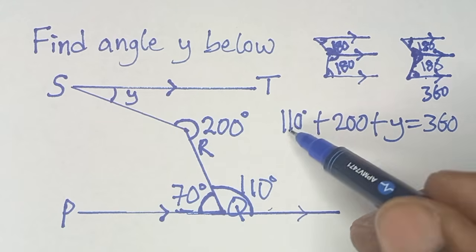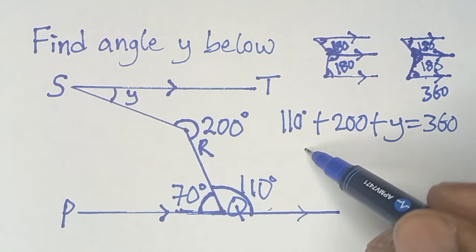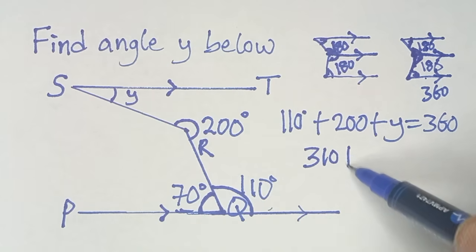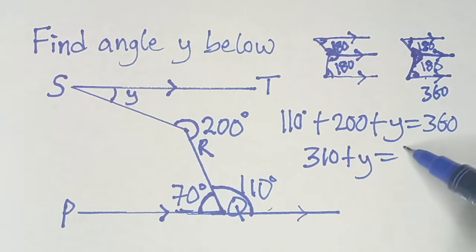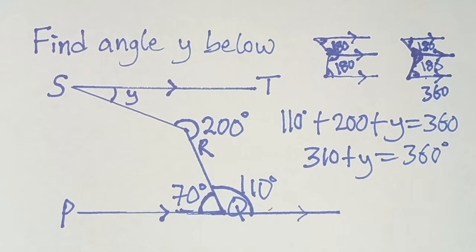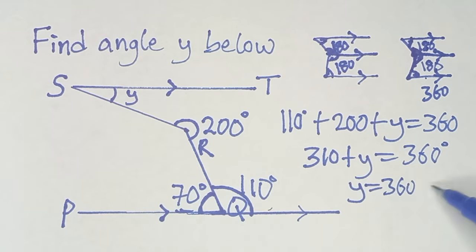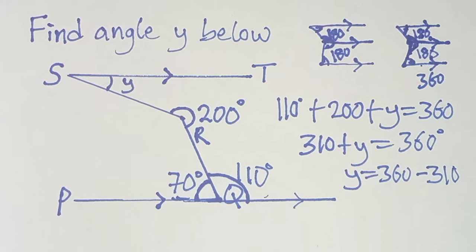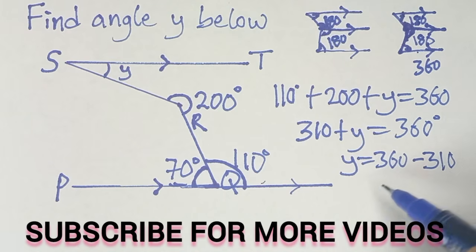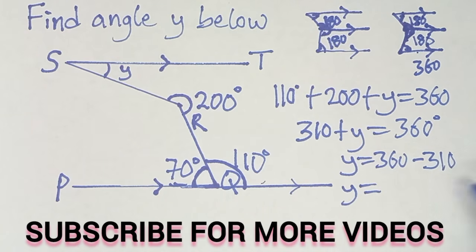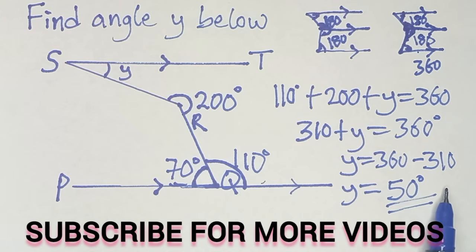So with that now, 110 plus 200 will give us 310. 310 plus y is equal to 360 degrees. From there, angle y will be equal to 360 minus 310. And that will finally give us the value of angle y as equal to 360 minus 310, which is 50 degrees. So the value of angle y is 50 degrees. And that's the final answer.